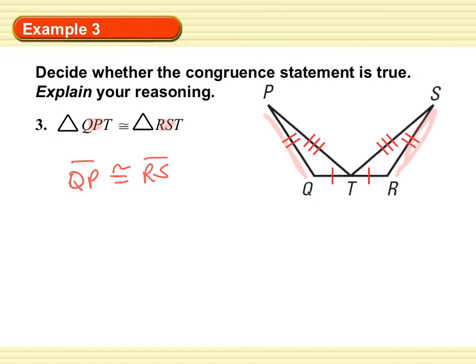Let's take the last 2, the PT and the ST. Well, PT is here with 3 and ST's with 3. So far, so good. So let's do it in the order. PT is congruent to ST. And then lastly, let's go beginning to end. QT and RT.